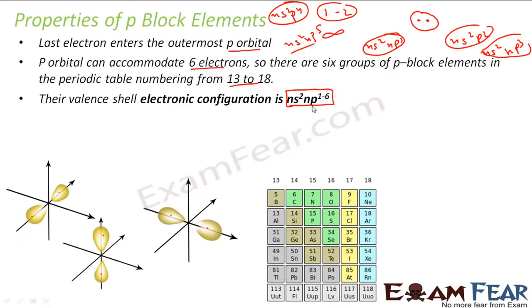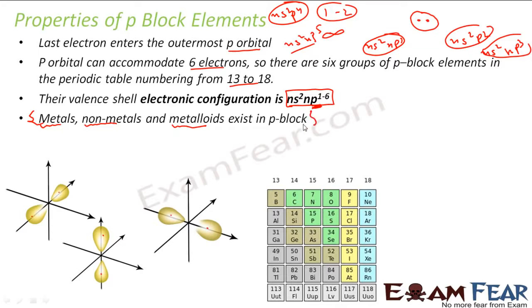If you see here, the last electron is entering the p orbitals, and that's why it is p block, correct? And the good part: in the s block we had only metals, but the unique part of the p block elements is that we have metals, non-metals, and metalloids also. We'll talk about this. Boron is a non-metal, aluminum is a metal. We'll talk about these metals, non-metals, and metalloids in the next few slides. But just understand that in the p block, metals, non-metals, and metalloids all exist together. This is a unique property of this block.